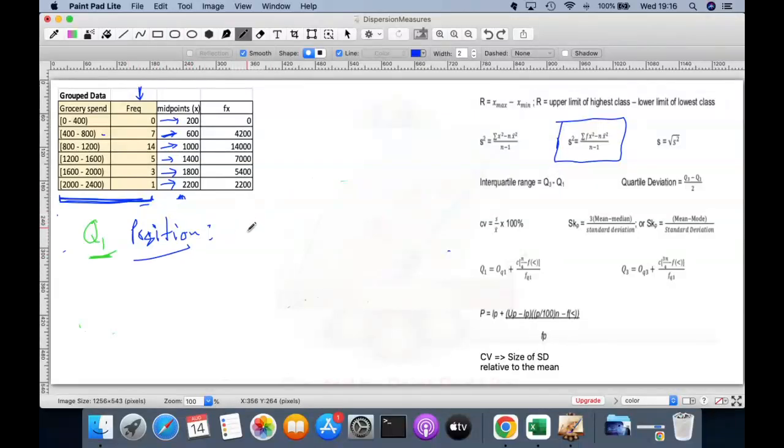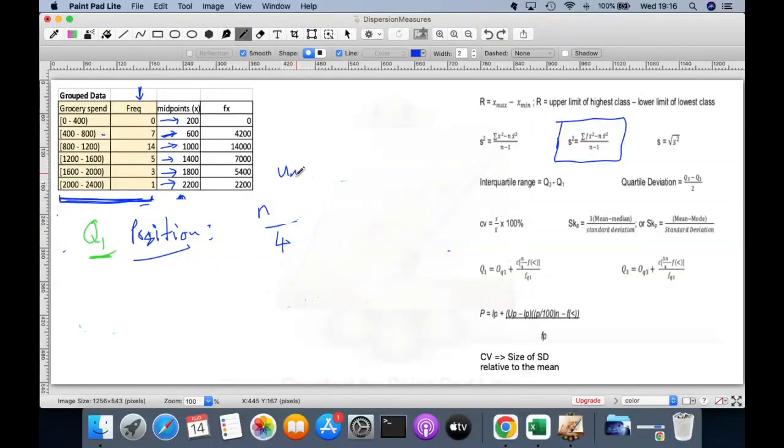Now remember, when we did ungrouped data, the formula for position was n plus 1 over 4 for the first quartile. I know it's annoying because it's slightly different for grouped data. It shouldn't be, but for this course, unfortunately, it is. So you just have to bear with us. The formula for the position for Q1 is actually n over 4. So just remember that, okay? I'm going to put a note here.